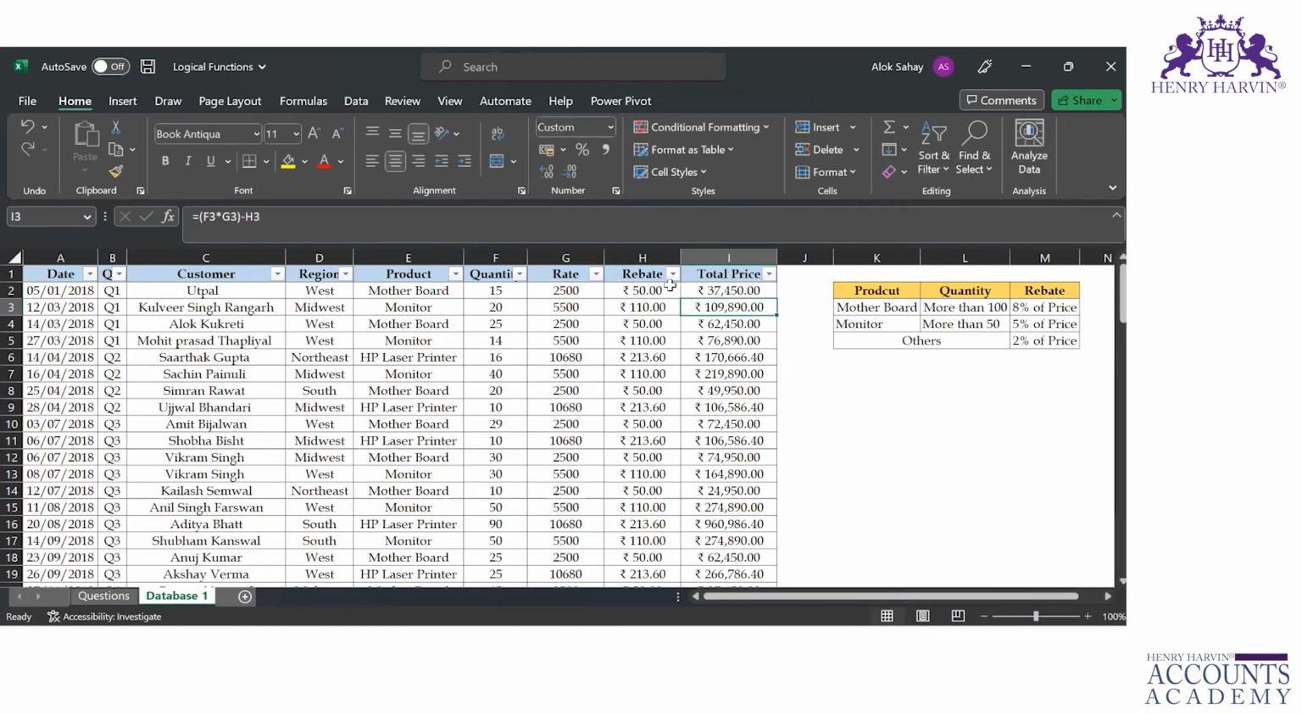Let's say 50 rupees is the total rebate you are getting on your total amount, then this particular formula is fine. But if you are getting the rebate of 50 rupees on per unit, it means you will be getting a discount of 50 rupees into 15 quantities. That is what I am trying to say. Then you need to change the formula mentioned here. So it totally depends on the condition you are facing. So this is how you can solve the logical functions.